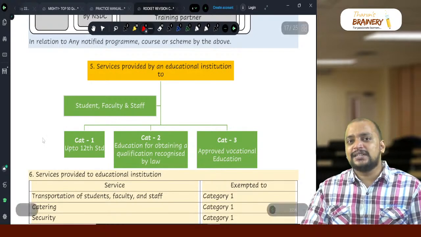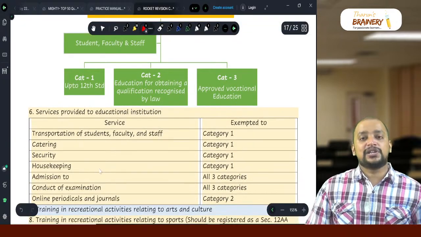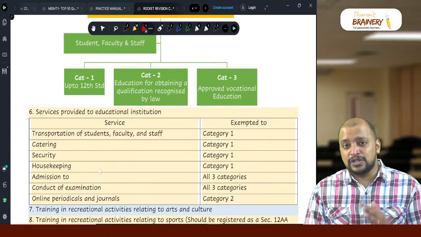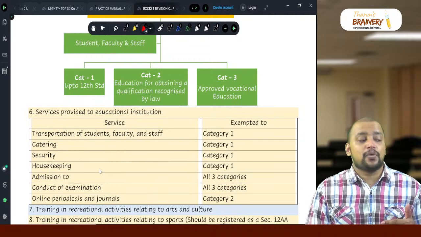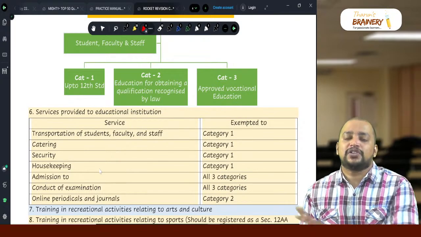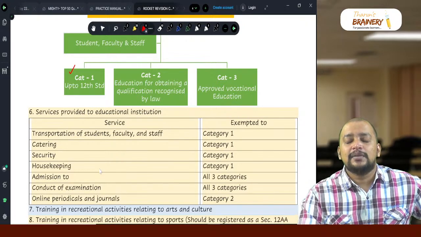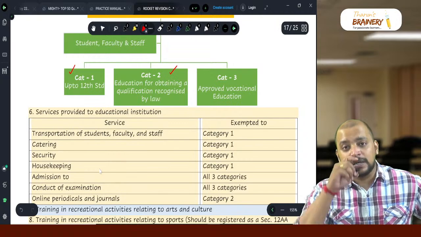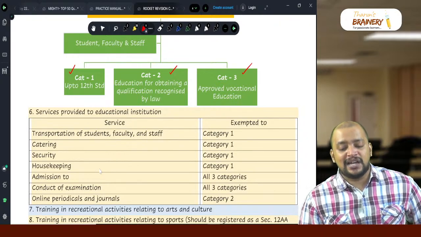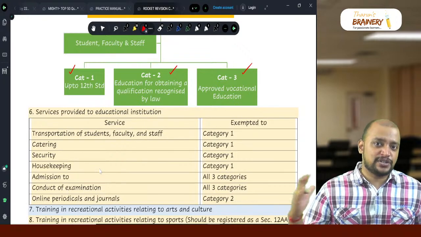Okay. Whereas what is an education institution? So there are three categories of education institution. Category 1 is up to 12th standard or equivalent. Category 2, education for obtaining a qualification recognized by law. Category 3, approved vocational education. So schools will come under category 1 and colleges, professional courses will come under category 2 and polytechnic colleges, diploma, etc. will be coming under category 3. Now, any service provided by education institution is exempted.